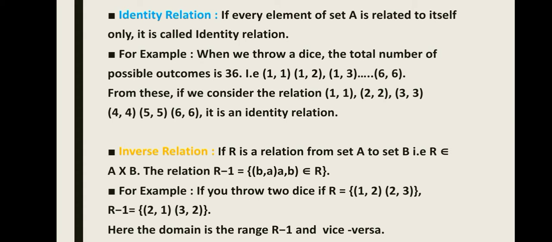Inverse relation. If R is a relation from set A to set B, that is R belongs to A times B, the relation R inverse equals {(b, a) : (a, b) belongs to R}. For example, if you throw two dice, if R equals {(1,2), (2,3)}, then R inverse equals {(2,1), (3,2)}. Here the domain of R is the range of R inverse and vice versa.